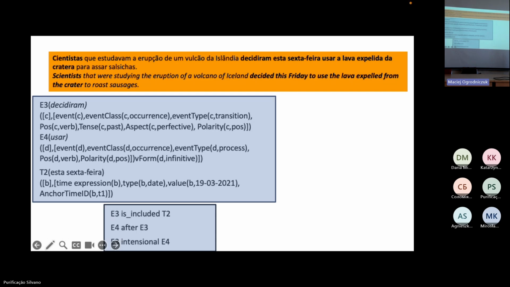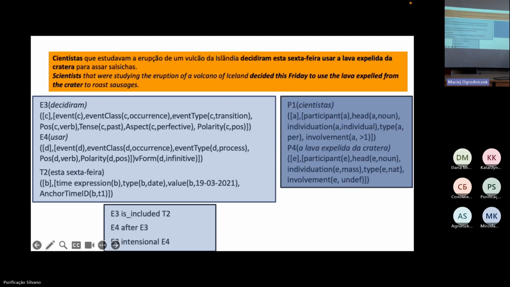Right. The next step was to annotate the participants. Okay, scientists. So scientist is represented by a noun. It is an individual, a person, and we have the other one, lava, and so on. Next, we had to represent objectal relations between the participants. So we can see here that lava is part of, crater is part of the volcano, right? So we establish these objectal relations between the two participants.